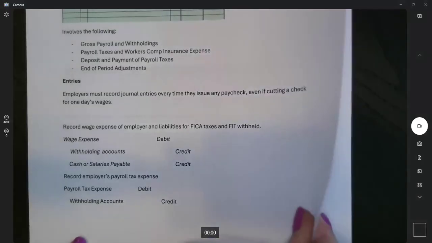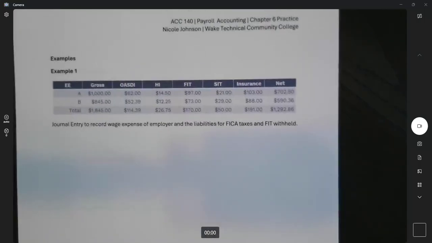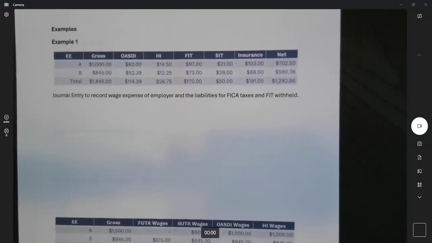We're going to look at some examples. Starting up here, example 1. We have information related to 2 employees and the totals related to their gross pay, OASDI, HI, FIT, SIT, insurance, and their net pay. We're going to do the journal entry to record the wage expense of the employer and the liabilities for FICA taxes and federal income tax withheld, including the state income tax and insurance and everything.